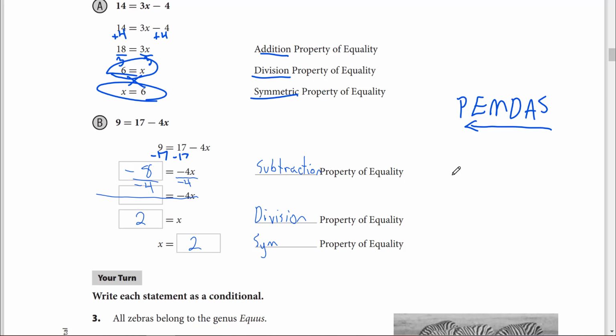So what you're going to do for any of these problems is simply solve for x, like you did all last year in Algebra 1, but tell me what steps you took. So they're all going to be properties of equality. If you subtract, you write subtraction. If you multiply, you write multiplication property.